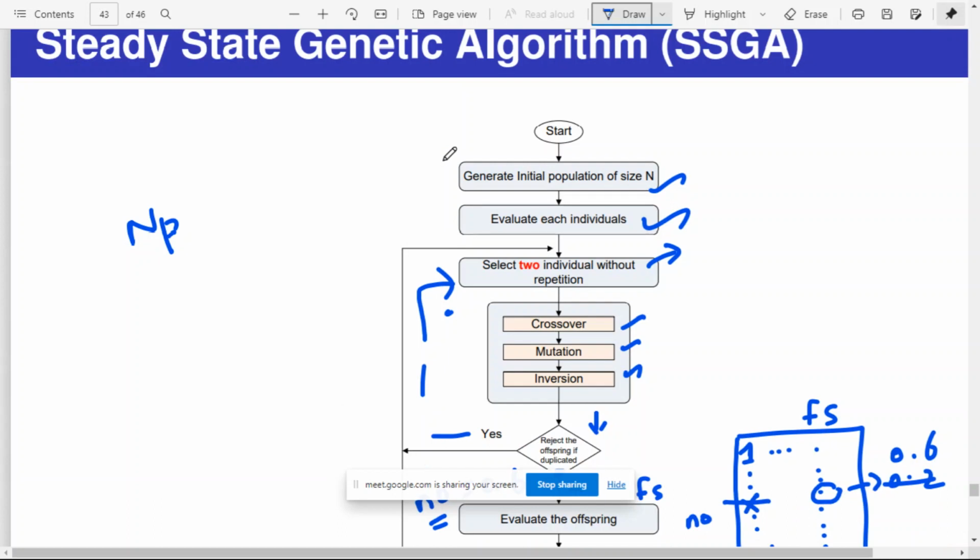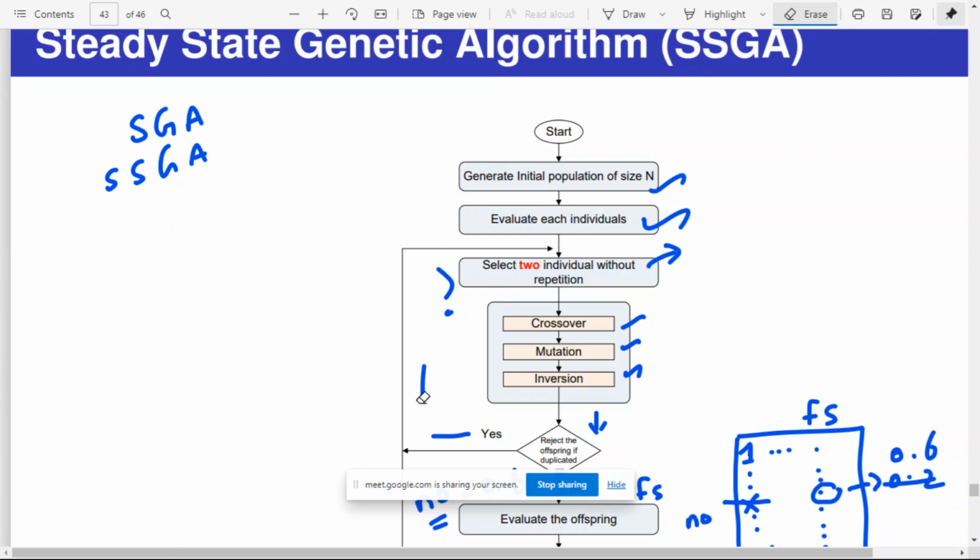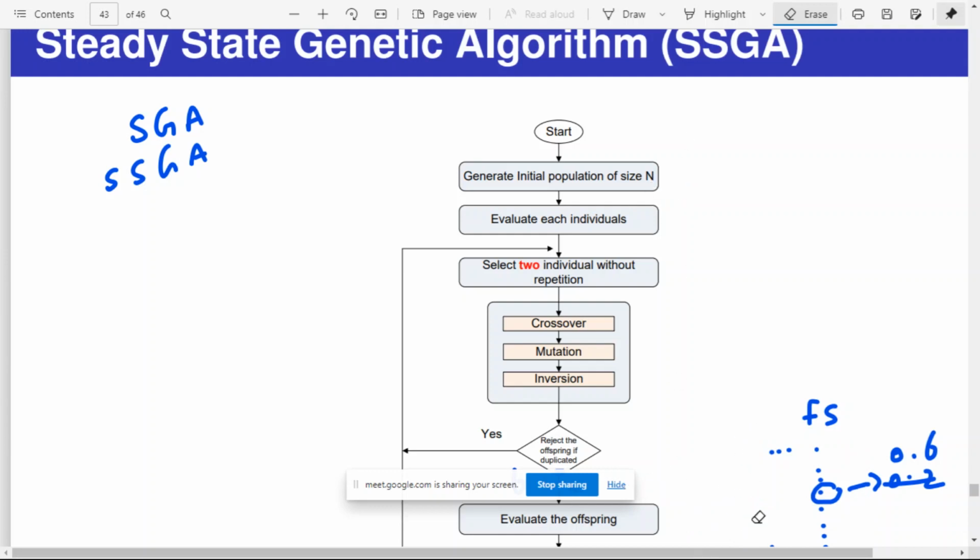So could someone tell what's the difference between SGA and SSGA? SGA is simple genetic algorithm. SSGA is steady state genetic algorithm. What's the difference between these two? What's the difference between SSGA and SGA? In the flowchart, where is the main difference?